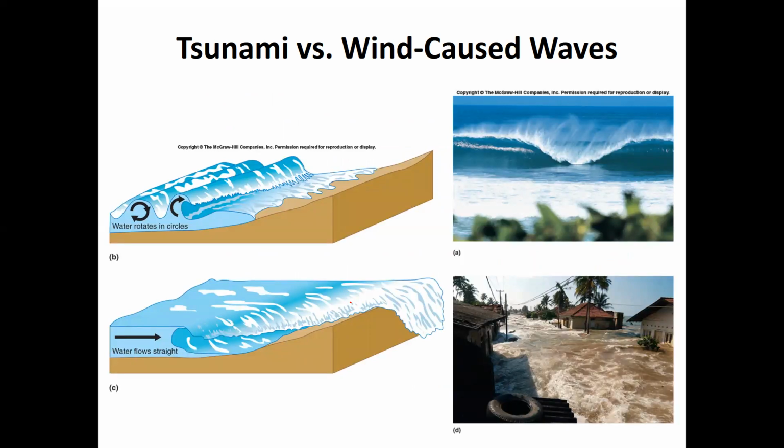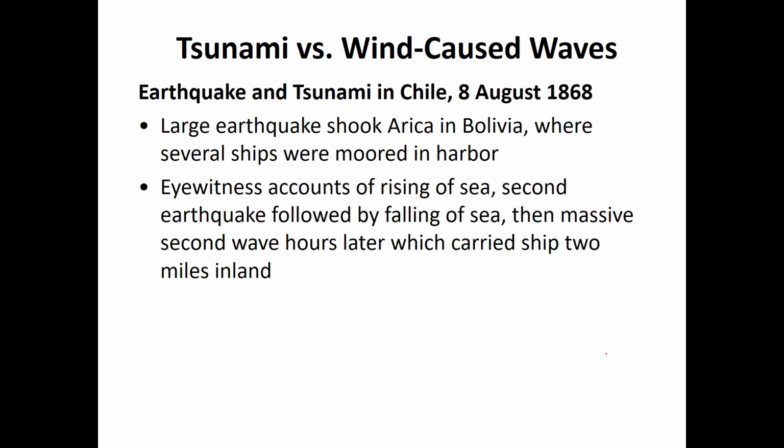So these look more like wind waves, where a tsunami is more just like a wall of water that comes flowing. Wind waves curl over and crash, but a tsunami is just water flowing inland. Just as I said, the ocean just begins to flow out of the ocean and onto land.